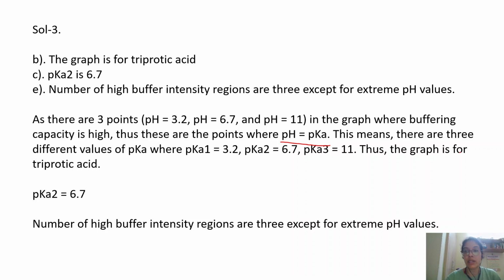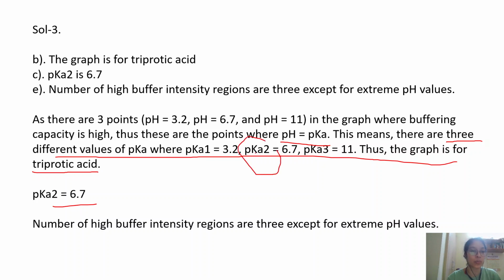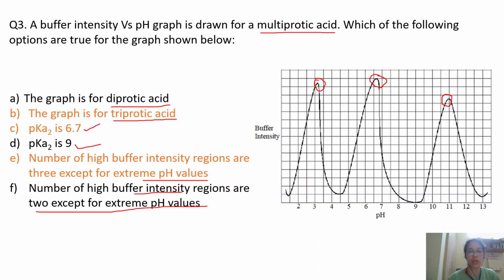And yeah, it's written over here also. There are three different values of pKa. So thus the graph is for triprotic acid. And what is pKa2? 6.7. Of course, the second value will be pKa2. So the number of high buffer intensity regions is 3 except for extreme pH values.